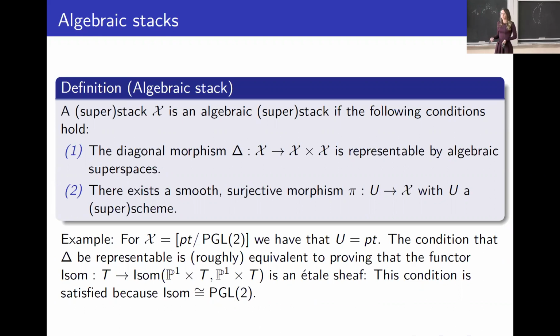Okay, so for example, let's look back on the point mod PGL2. Its smooth cover is just the point. Okay. And then this first condition translates into showing that the isomorphisms of your objects, that's a sheaf that's representable by schemes. Okay, let's not worry so much about that condition. It's very easy to show in general. All right, any questions? All right. Okay, so again, an algebraic stack has a smooth cover.